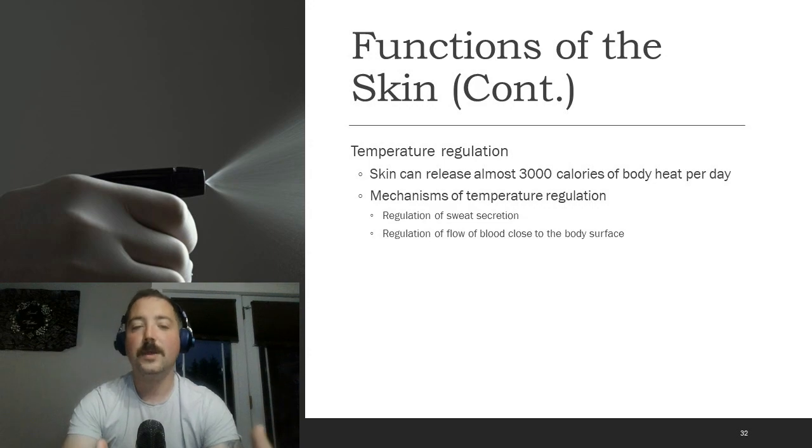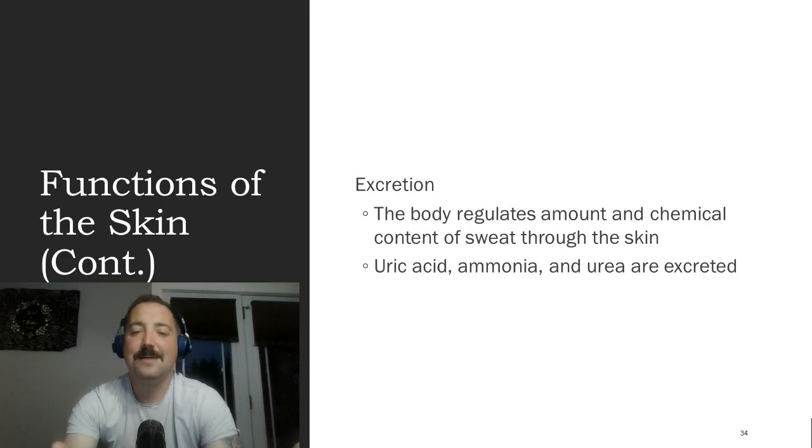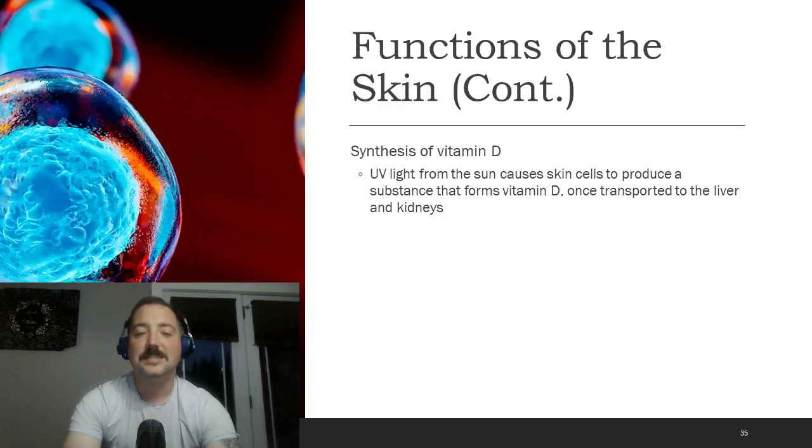On top of that, we can use our skin to excrete some excess chemicals that we have in our body. Uric acid, ammonia, and excess urea are all chemicals that we can sweat out. Finally, the skin is involved in synthesizing vitamin D directly from sunlight. This is really important as vitamin D plays a crucial role in taking calcium in and out of the bones, and it has lifelong impacts on health and mobility as we age.